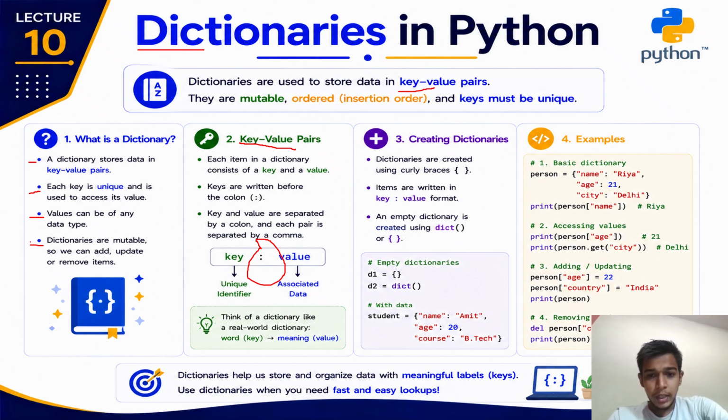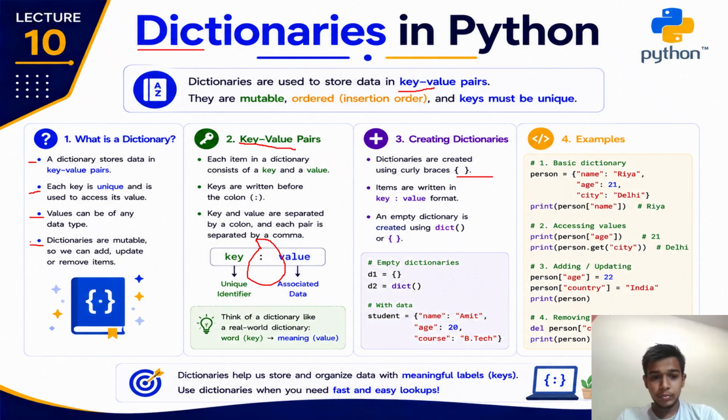Now, different key value pairs are separated using commas. One easy way to remember this is key tells us what the data is and value tells us the actual information. Now, how to create dictionaries? A dictionary is created using curly braces. Inside the braces, we write the data in the form of key value.